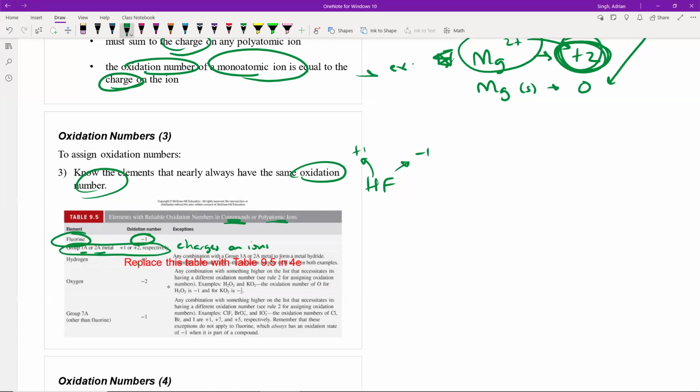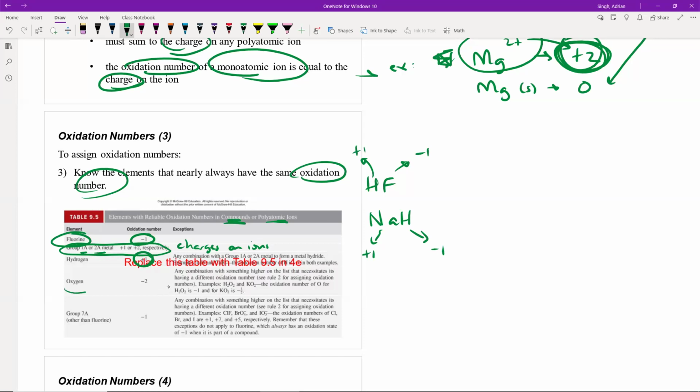For hydrogen, it's normally going to be +1, except when it's combined with a group 1A or group 2A metal. In that case, it's going to be -1 in those compounds. So for instance, if you have HF like we saw here, it was +1, but if we have something like NaH, sodium hydride, based on the second rule, Na is going to be +1, which means the hydrogen has to be -1.